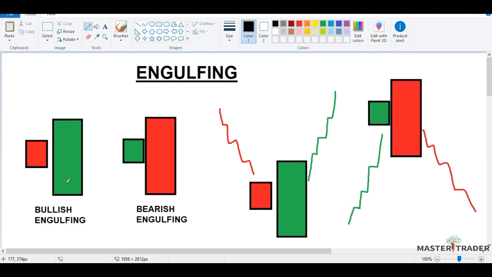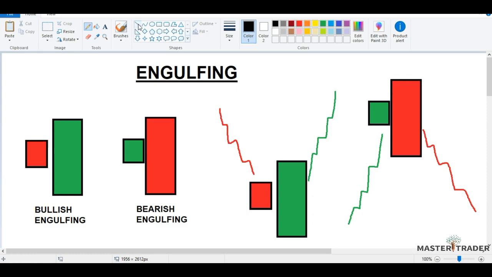It is basically a large green candle where the body is larger than the previous candle, so it is completely engulfing the previous candle. And that is what is meant by an engulfing candlestick pattern. Now this is bullish because the previous candle is being engulfed by a large green candle, and that is why it is called a bullish engulfing.